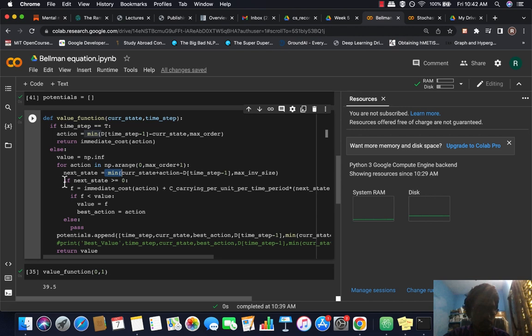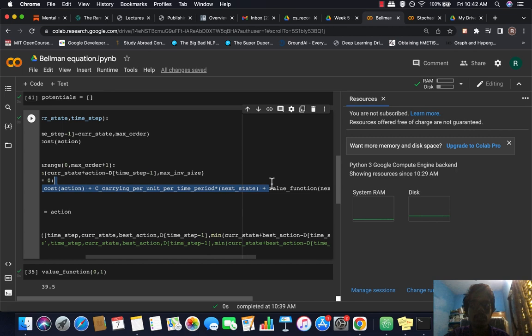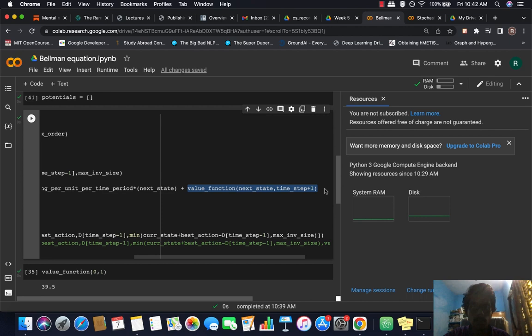And if the next state is greater than or equal to 0, then F is equal to the carrying cost per unit per time period times the next state, which is nothing but the inventory cost of holding the next state for the given time period t to t plus 1. And this is the value function for the next time period. So what is happening here is that this exact expression is happening here.